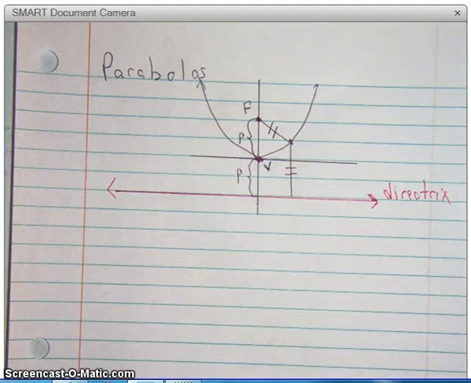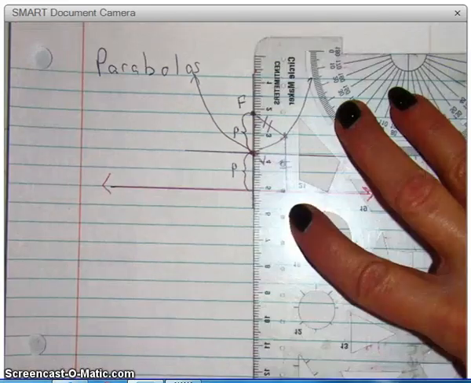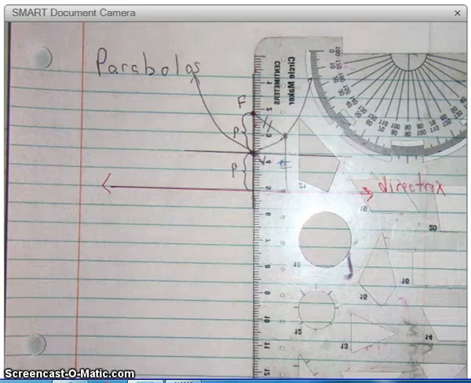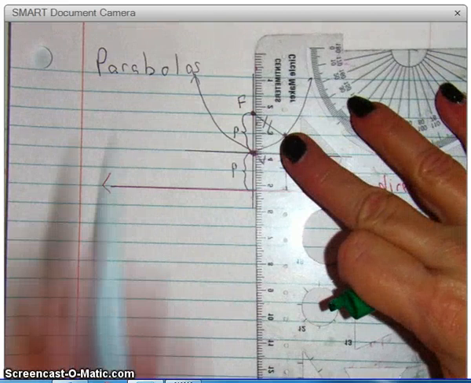A parabola has an axis of symmetry. I think I'm going to draw that in green. It will always go through the vertex.